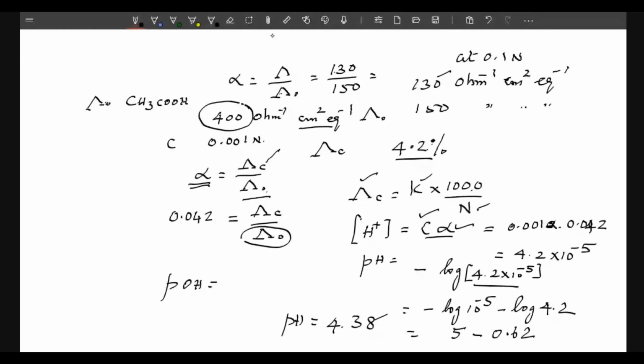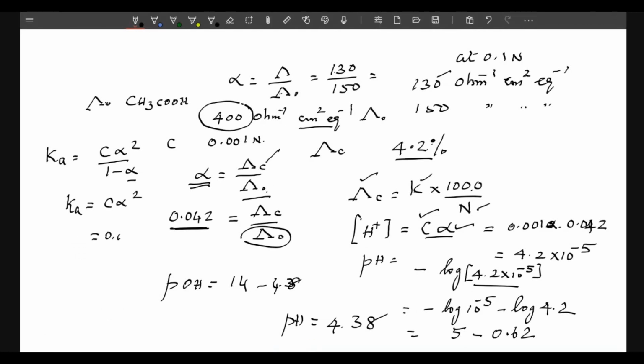Any other things? Another thing is possible: Ka. What is the degree of dissociation of acetic acid? As per our formula, Ka is C alpha square by 1 minus alpha. We can now neglect the alpha. Why? Because alpha is 0.042. If you subtract this from 1, the value is 0.96. Therefore, neglecting it, you will get Ka is equal to C alpha square.